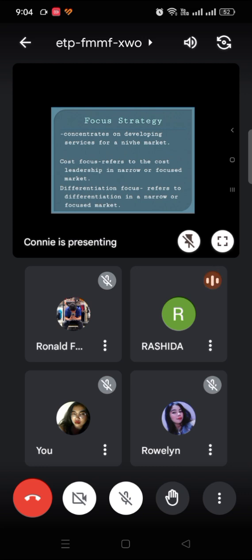So the example of this focus strategy, the Pepsi Black. So Pepsi focuses on the broad market to serve many customers. However, it focuses on a specific market to serve a target group. It produces a healthier product with lower levels of aspartame.